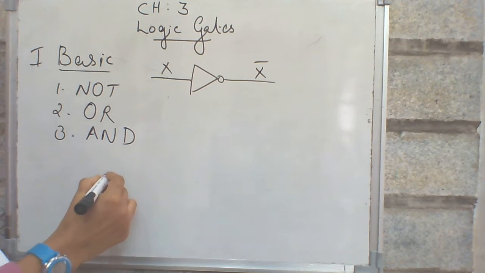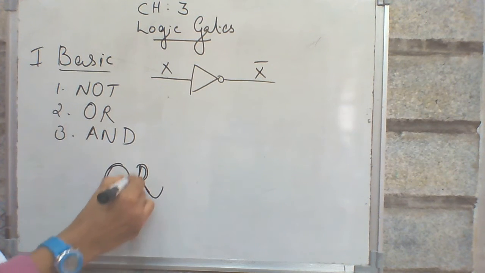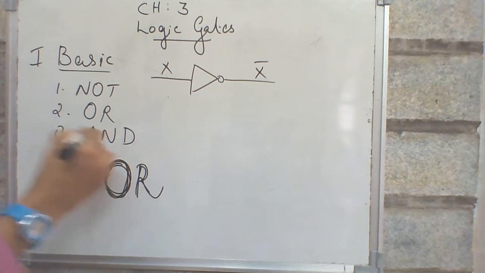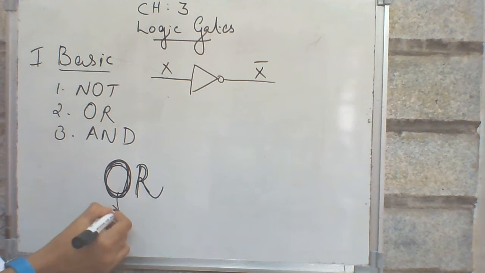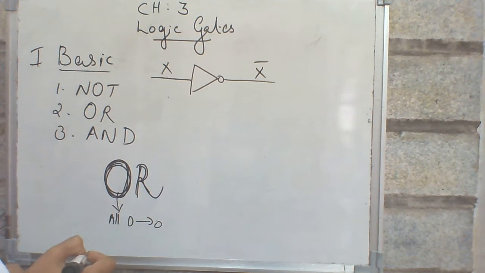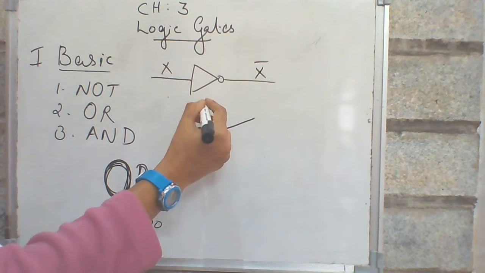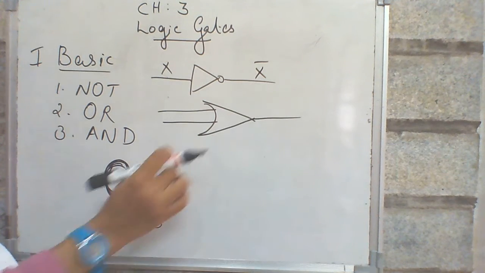Next, second one, OR gate. What will be the output of OR gate? Yeah, last chapter I told, first letter O. Then how can we say the output? If all the inputs are 0, output will be 0. If all the inputs are 0, output will be 0 in which gate? OR gate. Which is the symbol for OR gate? This is the symbol for OR gate.